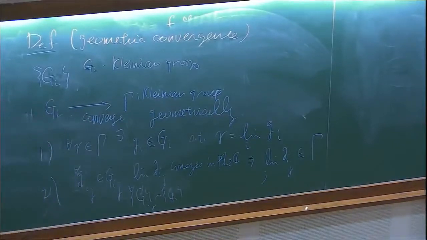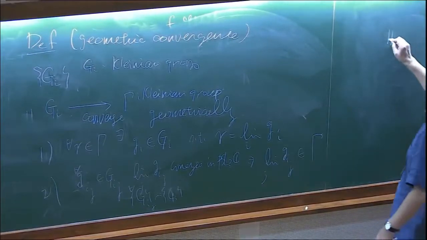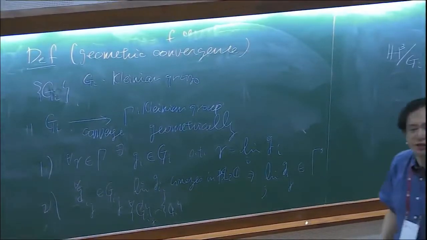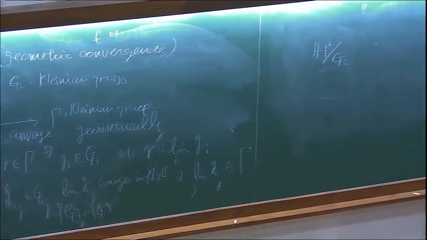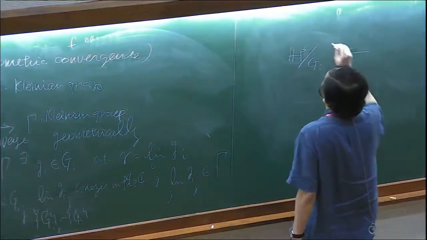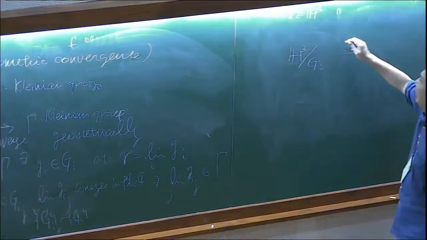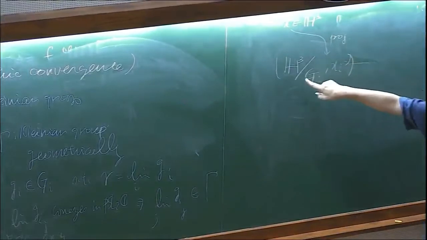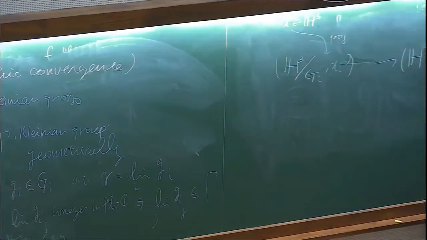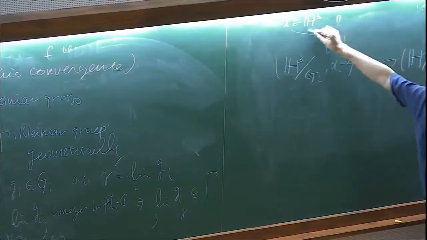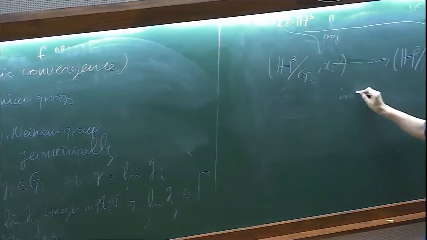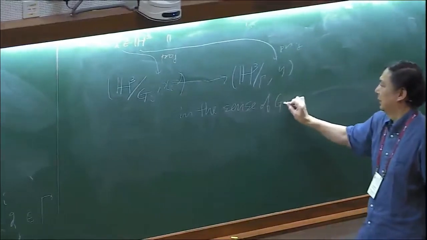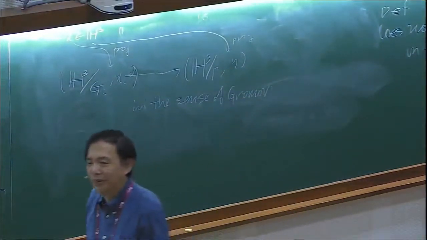So this definition may look strange, but it has a more geometric meaning. You just consider the quotient of hyperbolic space by Γ_i, so you get some hyperbolic three-manifold. Then we fix some base point in the hyperbolic space and project it down here. Then this pair converges to the projection of this point in the sense of Gromov.